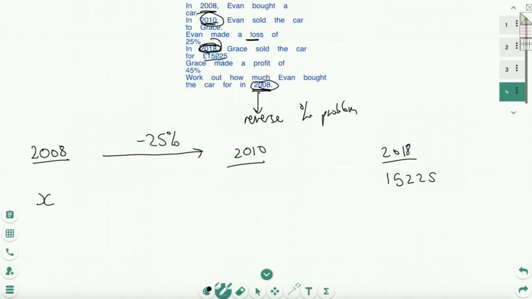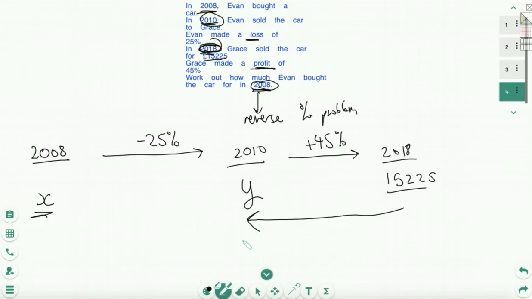But in 2018, Grace sold the car and made a profit. So that means an increase by 45%. So if we know the price in 2018, and we want to find the price in 2008, we have to do something first. We have to find the price of the car in 2010. So we're going to have to work backwards. Once we find the price of the car in 2010, we can then find the price of the car in 2008. So whenever I have 3 time zones, I like just working with 2.